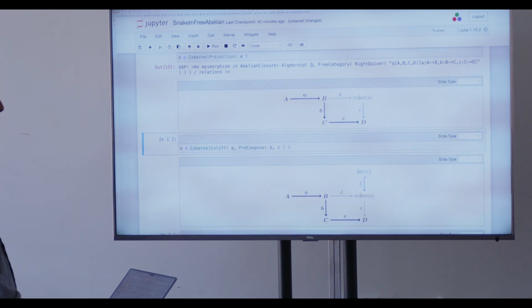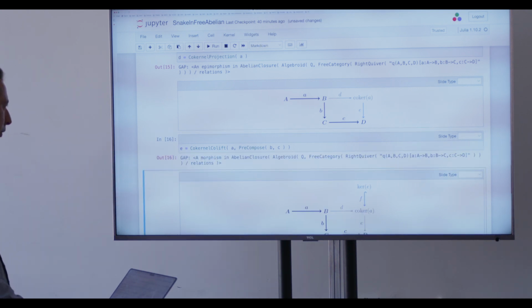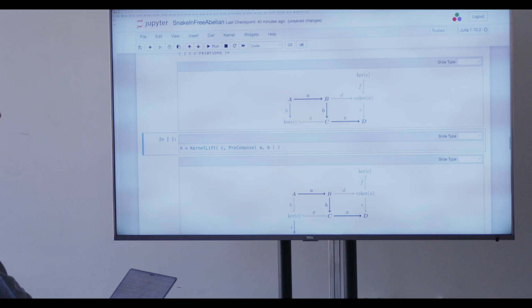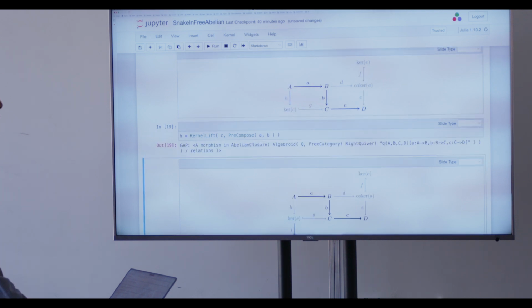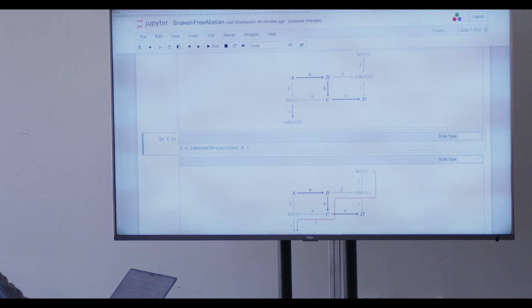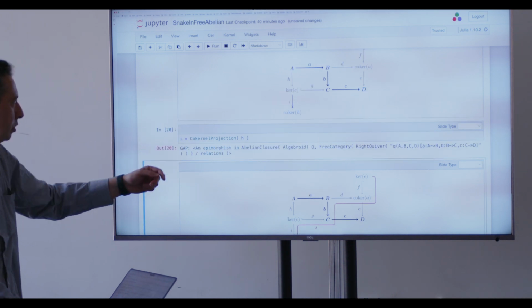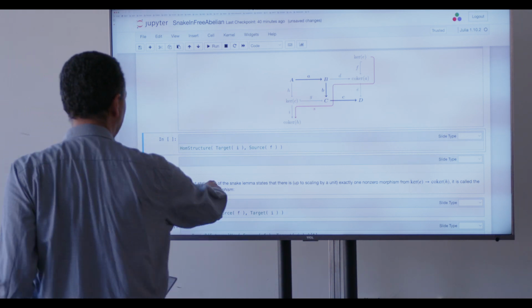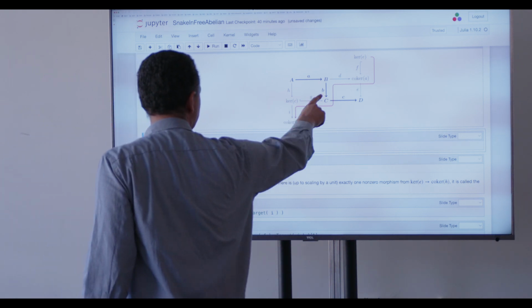So now I'm computing the co-kernel co-lift of the precomposition of B and C along A. And then I'm computing the kernel embedding. And then I'm computing the kernel lift. And then I'm computing the co-kernel projection, which is this blue I. And then I'm asking how many morphisms there are from the target of I to the source of F.